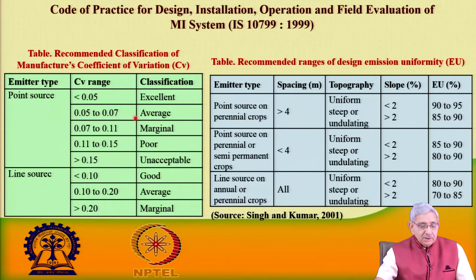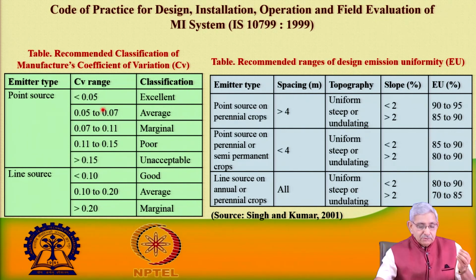So, we can see here, from the coefficient of variation point of view, if we are using a point source emitter, then the range of the CV is given. The coefficient of variation means the discharge collected from a set of drippers, and if their discharge CV is less than 0.05, such drippers are of excellent category.